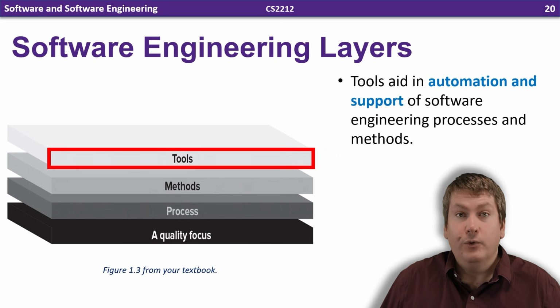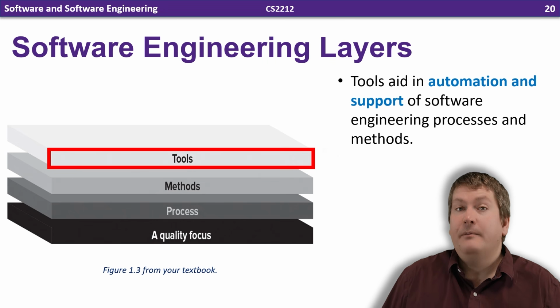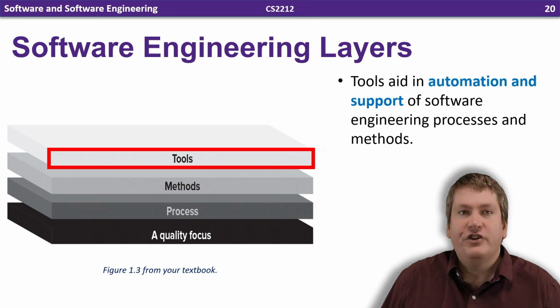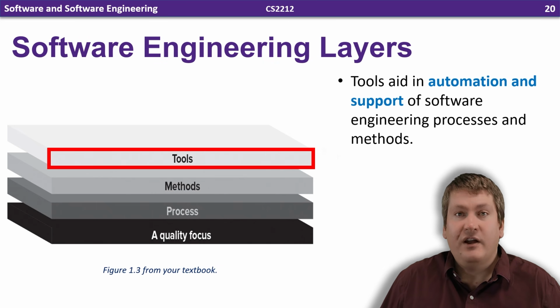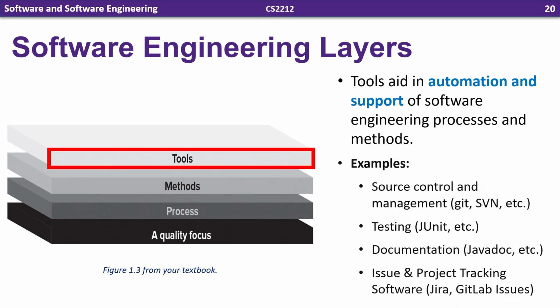At the top are tools. These support and automate the software engineering process. They help us manage change, create and share documentation, and test our software and track issues. Some examples include source and version control, such as Git and SVN, frameworks for creating unit tests, such as JUnit, tools for generating documentation from comments like Javadoc, and management software for tracking the progress of a project, and tasks to be completed and any issues that arise. So some examples would be things like Jira or GitLab.